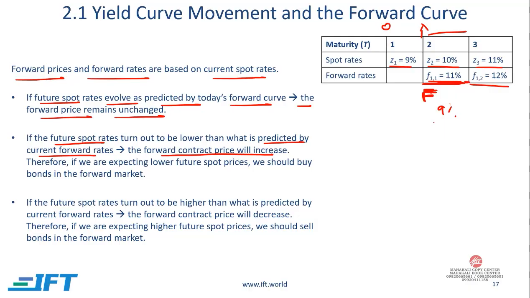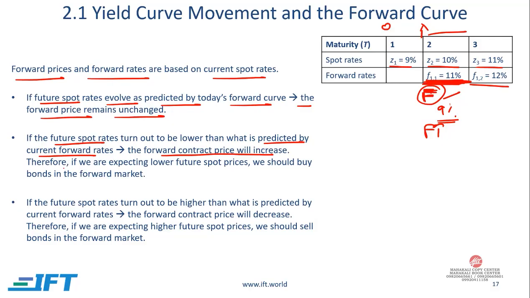But when we come here, the spot rate actually is lower. If this is the case, then the value of the forward contract goes up. So now the price of a bond for this 1 year period is actually more than what was originally estimated. Therefore, if we expect interest rates to come down in the future, then we should buy bonds in the forward market, because a bond that had been purchased in the forward market at time 0 would now become more valuable given the lower interest rates. So that's the point made here.